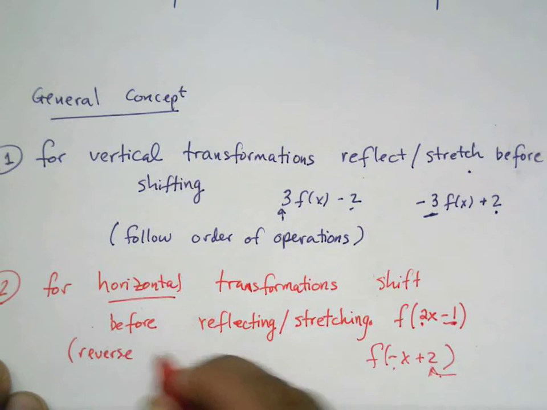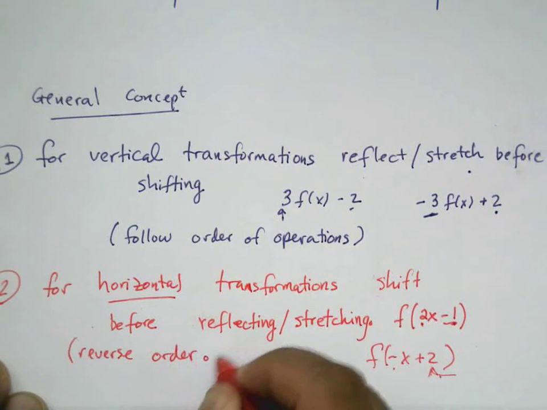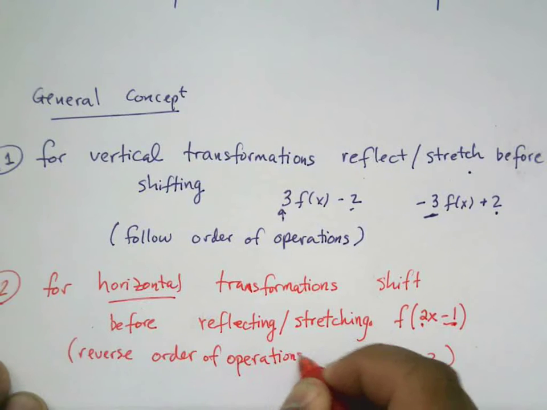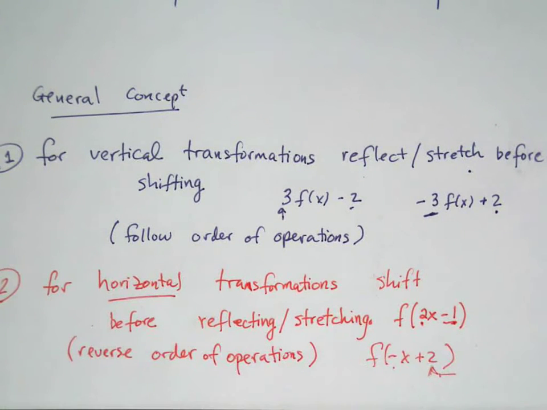Okay. And so the two examples that we've done here sort of give us a sense of what happens when we mix transformations. In the next video, we'll talk about what happens when we mix horizontal and vertical transformations.